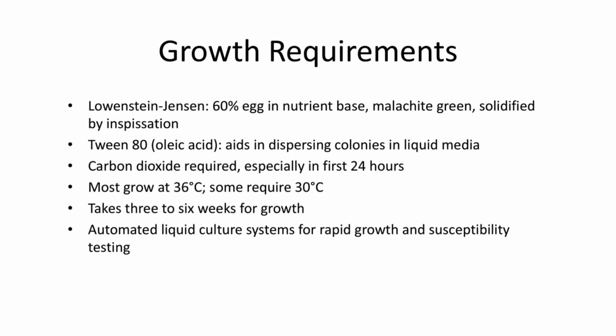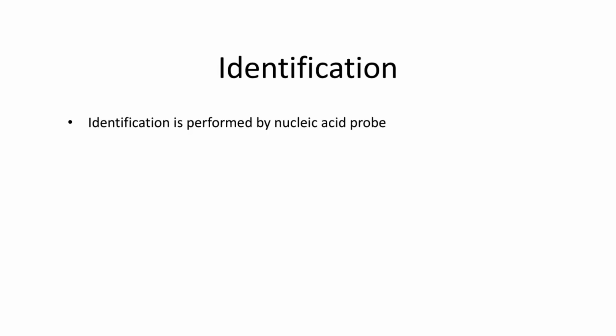Most mycobacteria grow at 36 degrees Celsius, though some require 30 degrees. Growth is very slow, often taking 3 to 6 weeks, though automated liquid culture systems allow faster growth and susceptibility testing. Identification can be confirmed with nucleic acid probes.